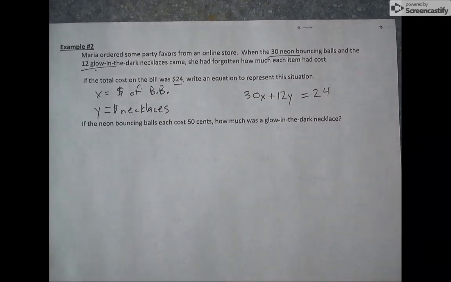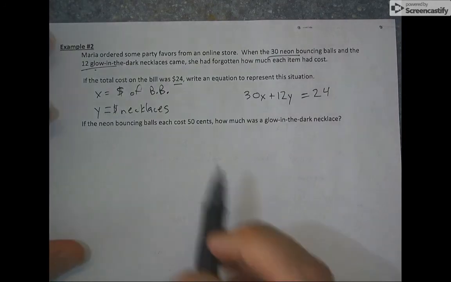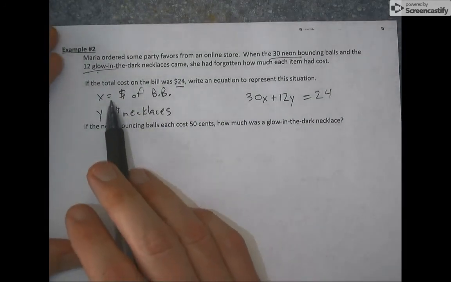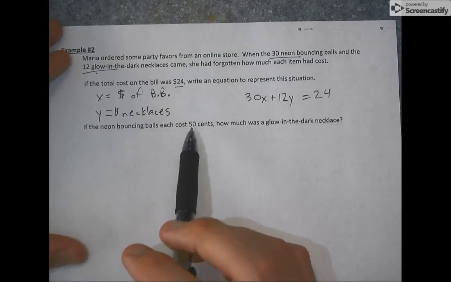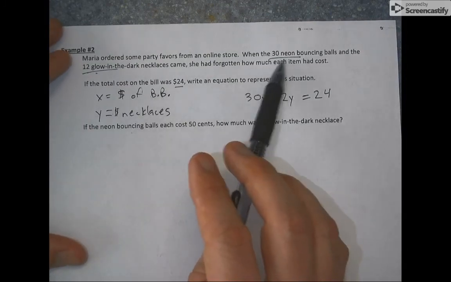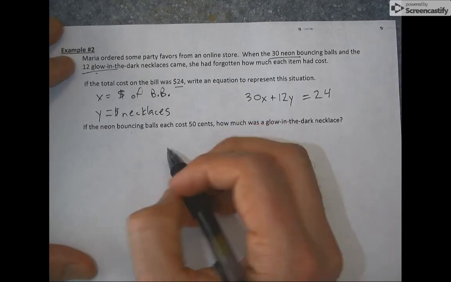If they tell you the neon bouncing balls cost 50 cents, so how much is a glow-in-the-dark necklace? So they're going to give you one of the two. They got to give you X, they got to give you Y, and you're just solving for the other one. So our bouncy balls, now notice I define my variables so I don't make the mistake of going back and plugging in for the wrong one. My bouncy balls are X. There's 30 of them. So that's what I'm going to plug in for.